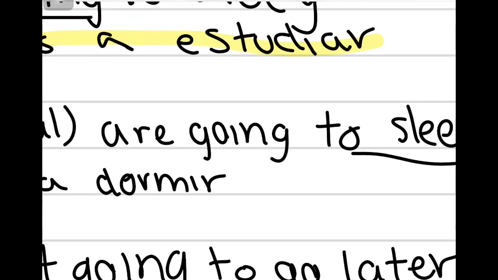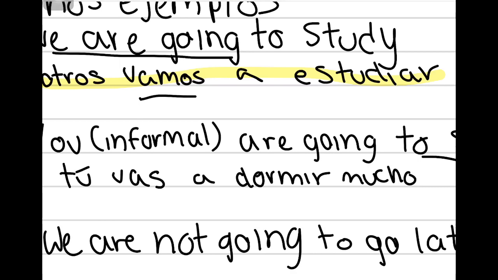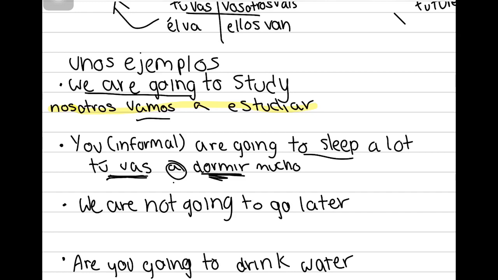And a lot is mucho. So tú vas a dormir mucho. Again, like all of these examples, you conjugate the tú vas. This is always conjugated. You always have the a, and you always keep this unconjugated. Whatever you are going to do in the future stays unconjugated in the infinitive. This is very important. Don't forget.